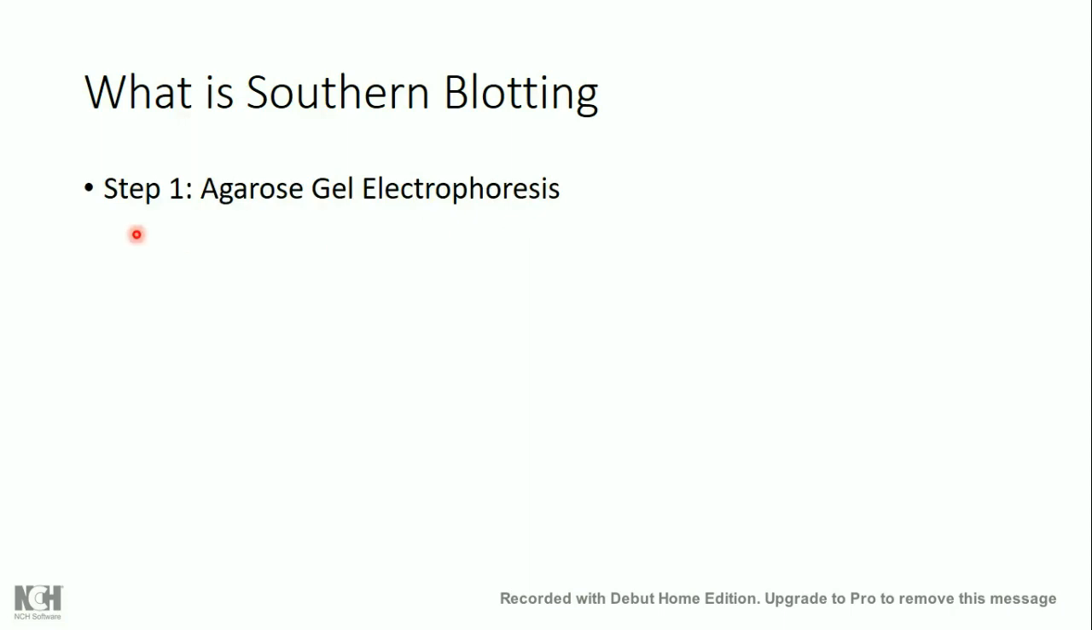So step one in southern blotting is agarose gel electrophoresis. There is a previous video in my channel talking about agarose gel electrophoresis, so if you didn't watch it, I recommend you go watch it. Now, first of all, the genome or the DNA sequences should be separated using agarose gel electrophoresis.